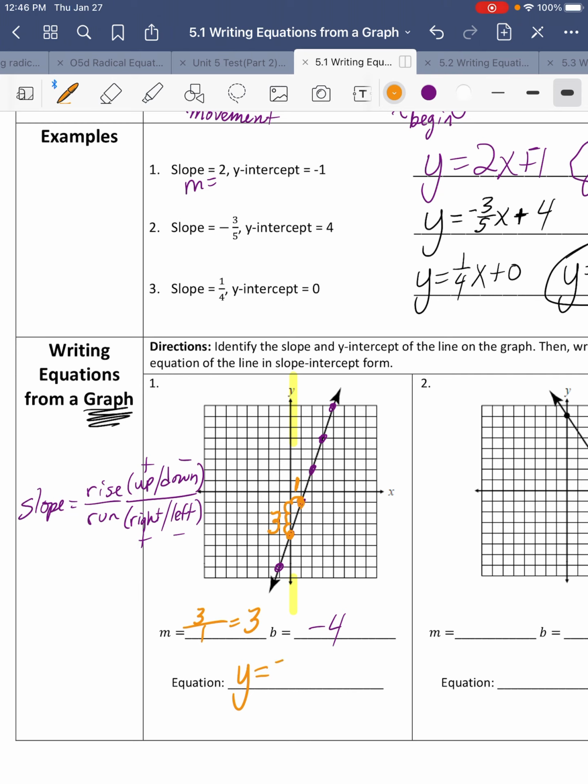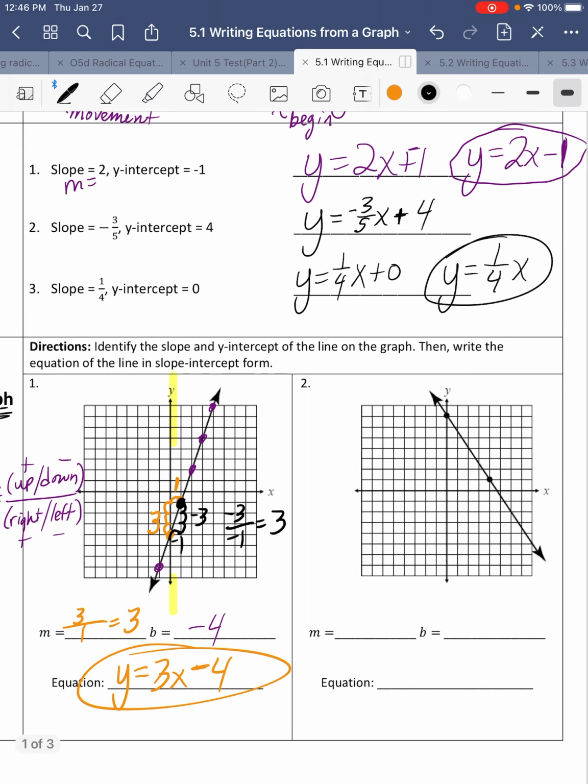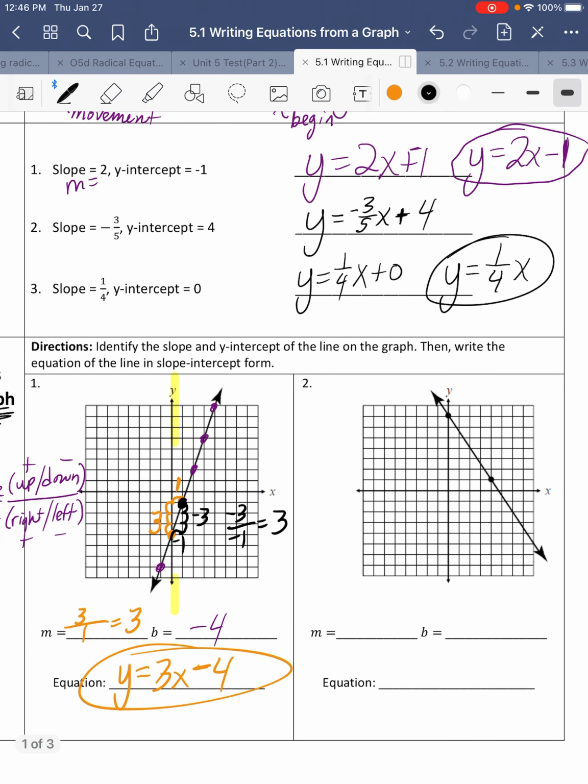So our equation is going to be y equals 3x plus negative 4, or just minus 4. So y equals 3x minus 4. You also could have started on the right point and gone to the left. So you go down 1, 2, 3, and then left 1. Negative 3 divided by negative 1 is positive 3, and a negative divided by a negative is a positive.